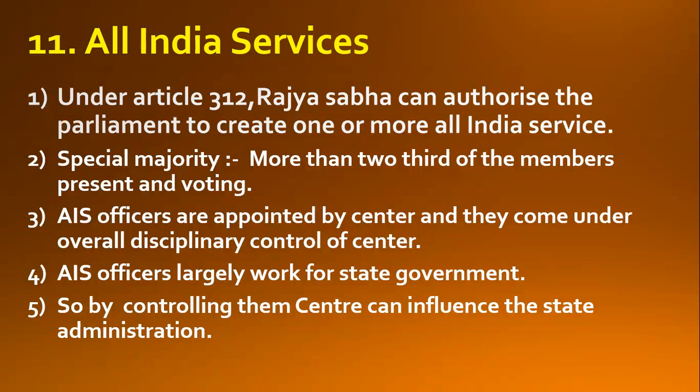The first category is central civil servants, the second category is state civil servants, and the third category is all India services. So who are central civil servants? Central civil servants are those officers who are appointed by the central government. They are under the control of the center, meaning the center has the power to punish them and remove them, and they work only for the central government.